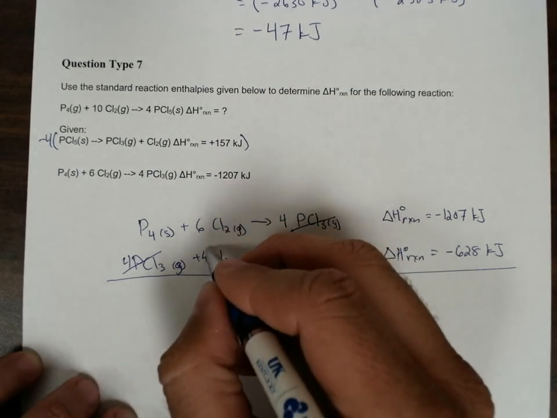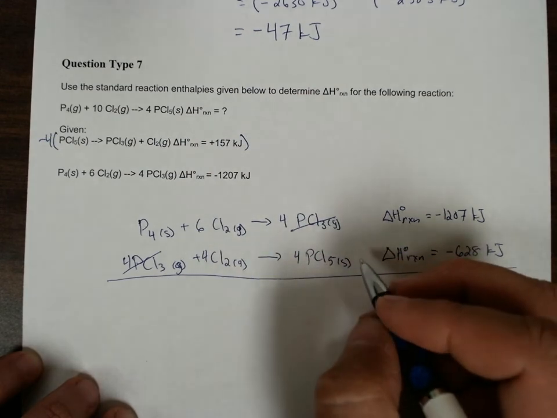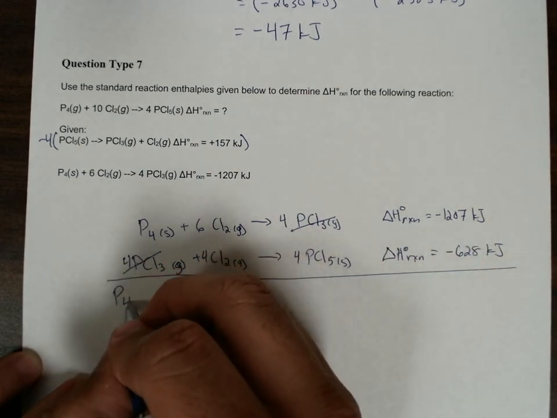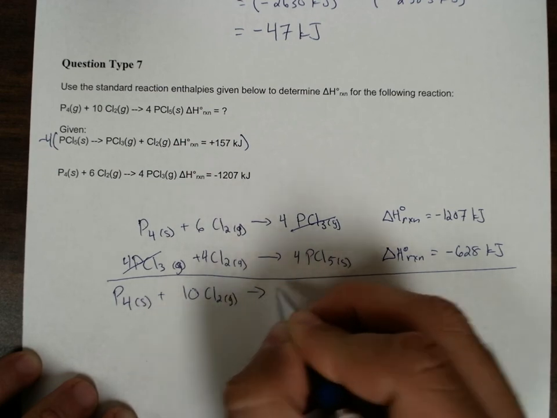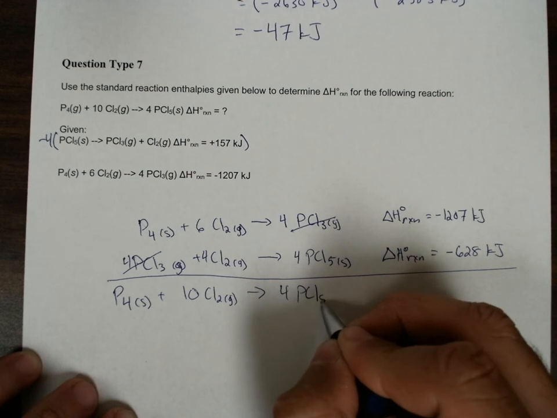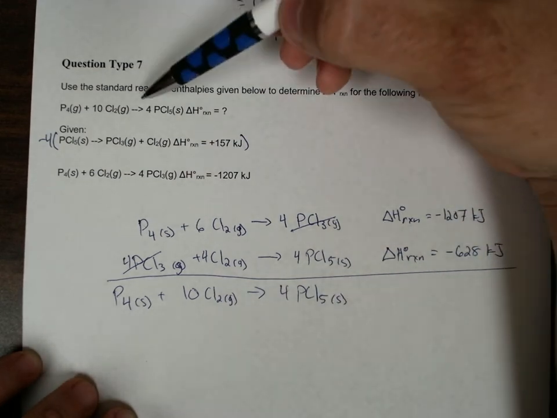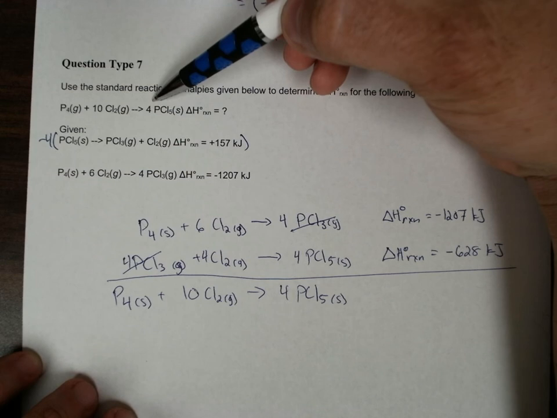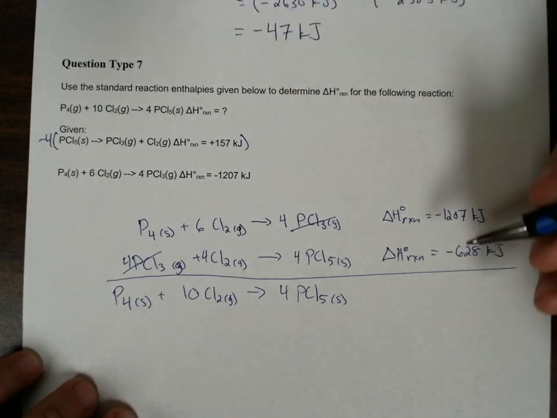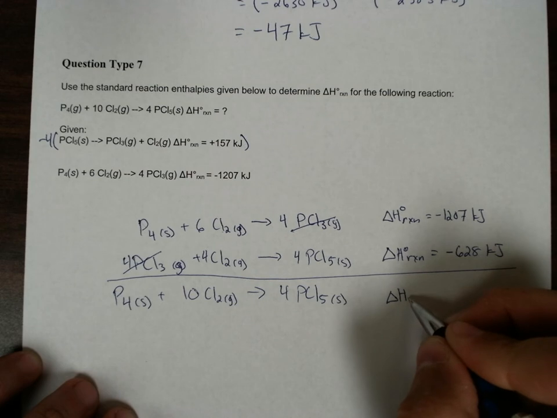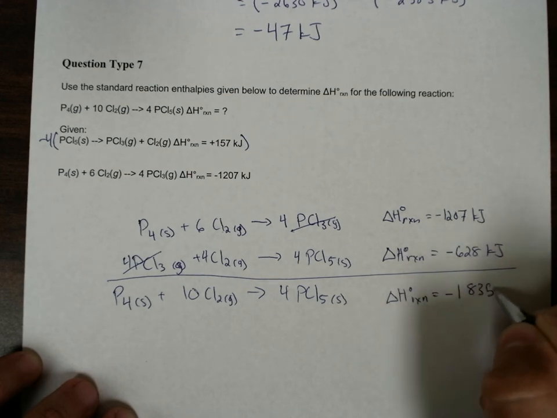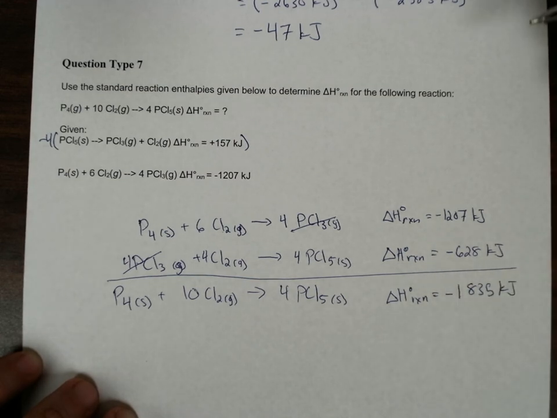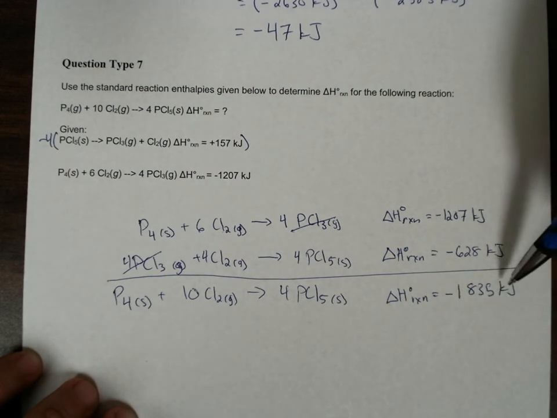We can then add up the Cl2s and get 10. So we'll have P4 solid plus 10 Cl2 gas goes to 4 PCl5 solid. If we double check our equation up here, it's exactly what we want. Now, because we're adding here, we can add these two together. So delta H naught reaction is going to be equal to negative 1,835 kilojoules, okay, which is what you want to report this as. You do not need to convert this to 3 significant figures.